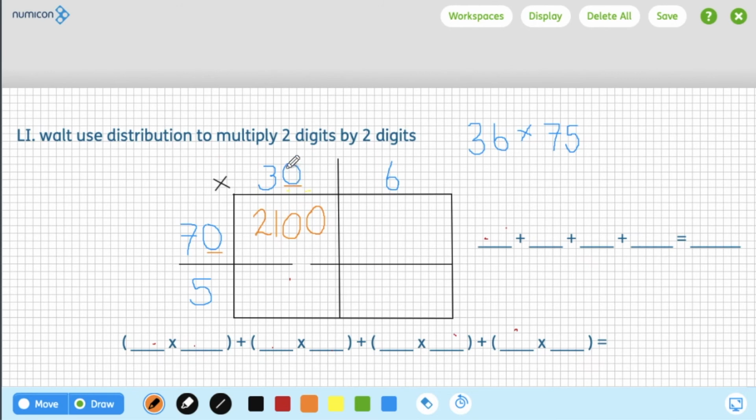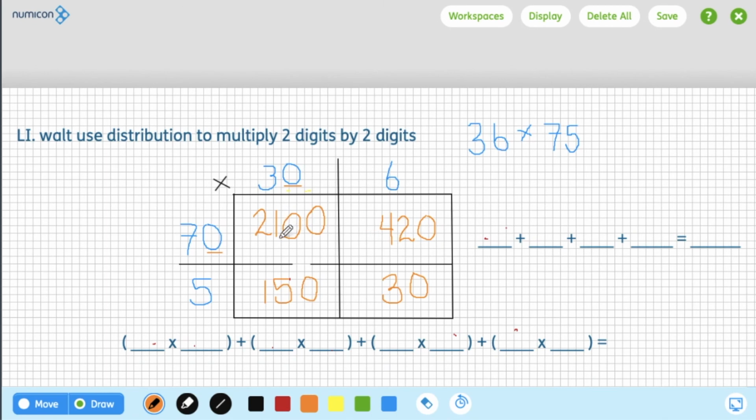Okay, then we could do 30 times 5, which would go here. So again, I've got a placeholder, so keep my placeholder. 3 tens times 5 is 15 tens, so 150. We could do 6 times 70. Again, I need a placeholder here because of the placeholder in 70. So 7 tens times 6 is 42 tens, which is 420. And then 6 times 5 is going to be 30. All right, so we could write that in.